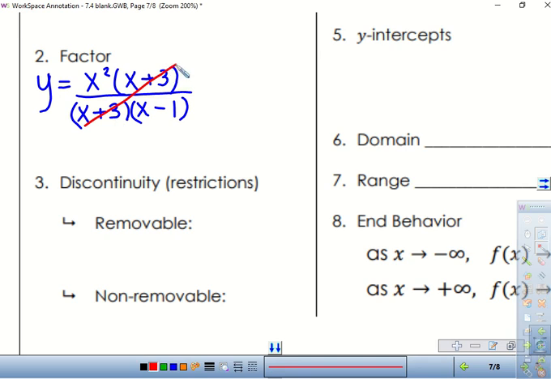X plus 3 is going to cancel out. So that's what we call our removables. So we take that and we set that equal to 0. And that gives me x equals 3.